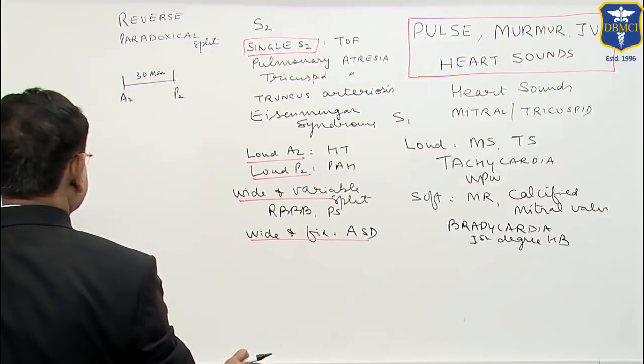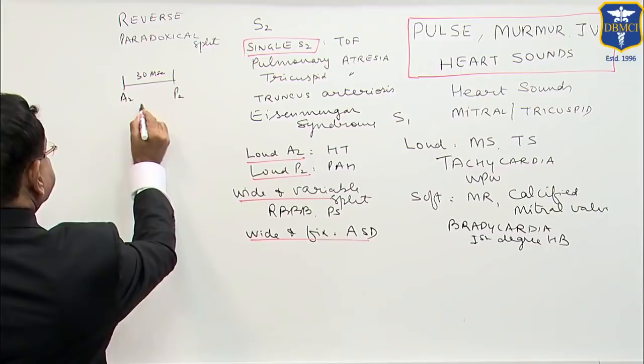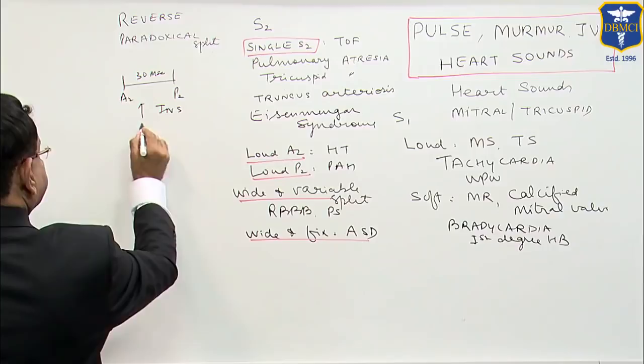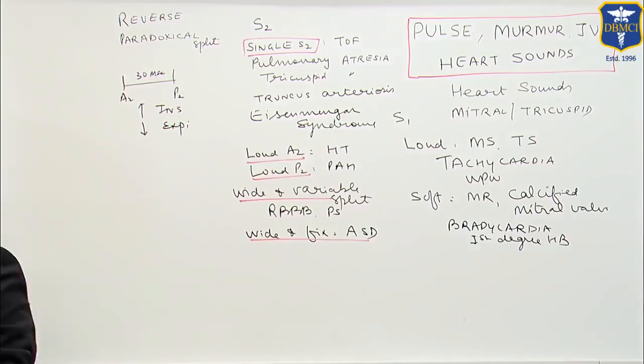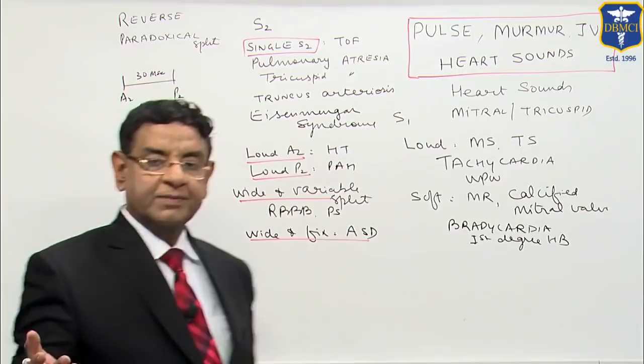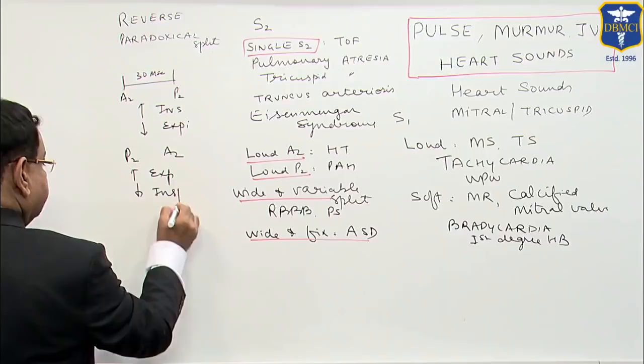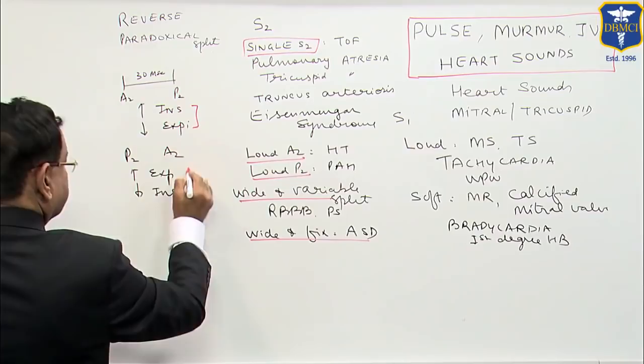And I told you this split is maximum in inspiration and reduced in expiration, right? This is the normal split. But there are a few conditions where P2 comes first and A2 comes later, and the split is maximum in expiration and reduced in inspiration. Just see, it's the total reverse of the normal, and this is known as paradoxical splitting of the second sound.